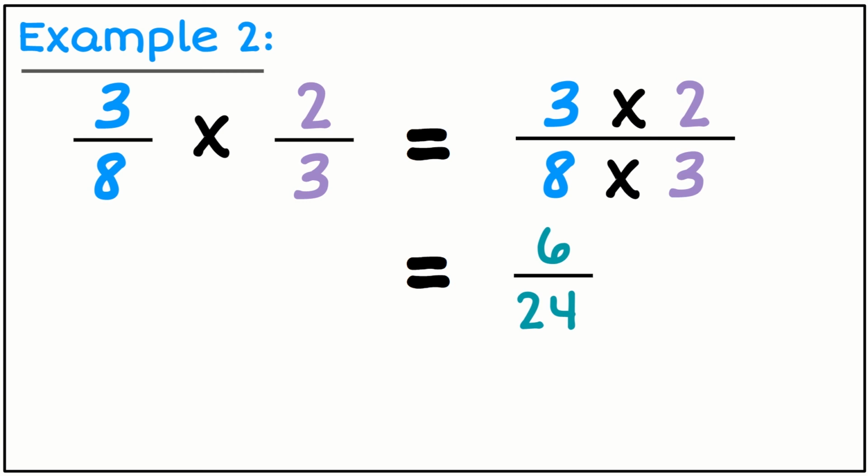Now what I need to do is simplify that. So I look at 6 and 24 and think, what's the highest common factor? Well, the highest common factor is going to be 6. So I'm going to divide both top and bottom by 6. 6 divided by 6 is 1, and 24 divided by 6 is 4. So it simplifies down to 1/4.